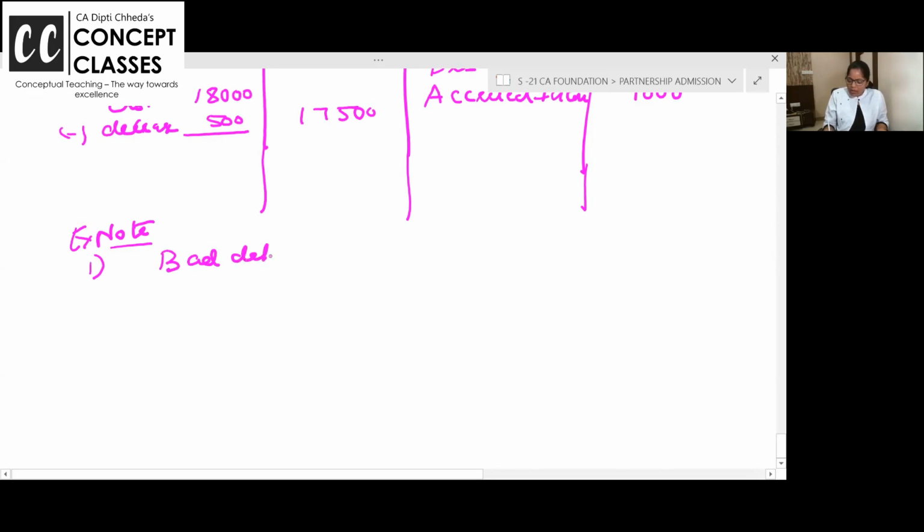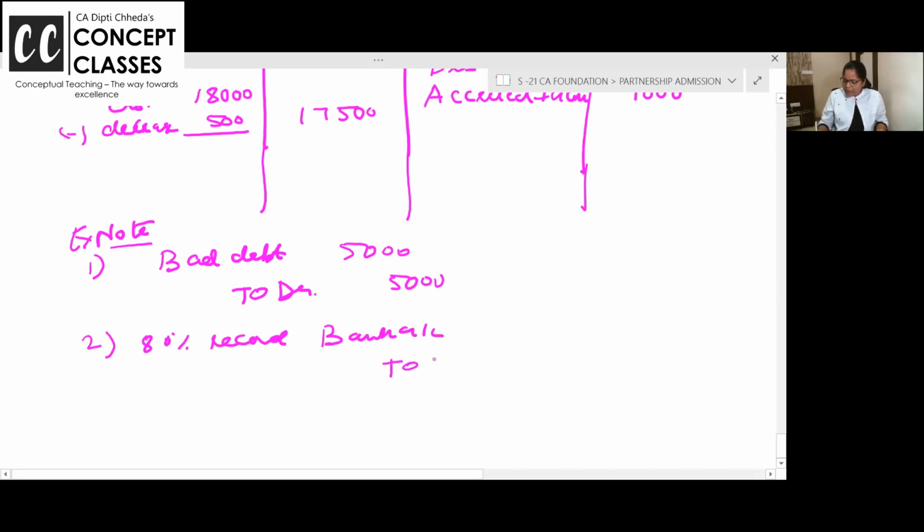When the bad debt happened, bad debt account debit to debtors. When you have sold the goods, debtors to sales. Bad debt to debtors 5,000 you have already done. Out of that, 80% is recovered. Bank account debit to bad debt recovered 80%, which is 4,000. So can I say, when you have written off the bad debt, it is your expense. Now you have recovered the bad debt, it is income, and money is coming in the bank.